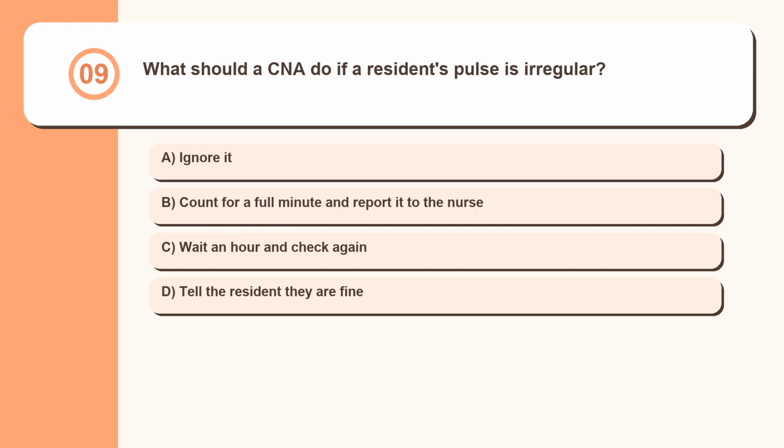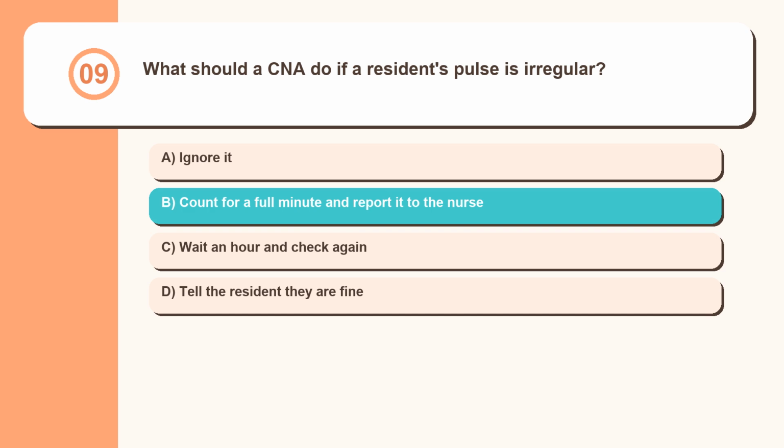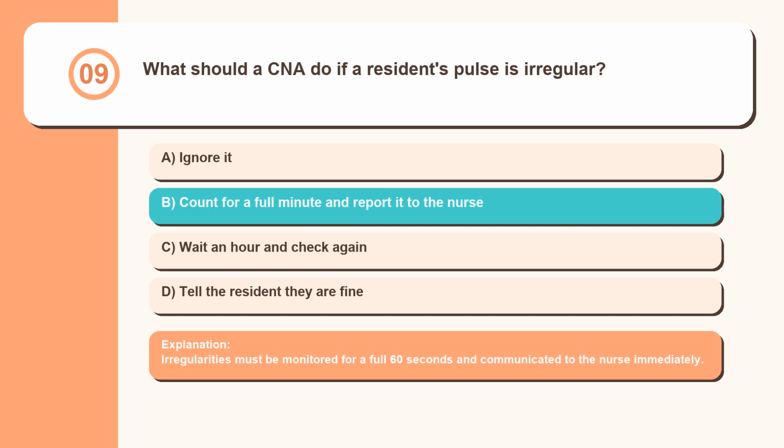Question 9. What should a CNA do if a resident's pulse is irregular? Ignore it. Count for a full minute and report it to the nurse. Wait an hour and check again. Tell the resident they are fine. Irregularities must be monitored for a full 60 seconds and communicated to the nurse immediately.